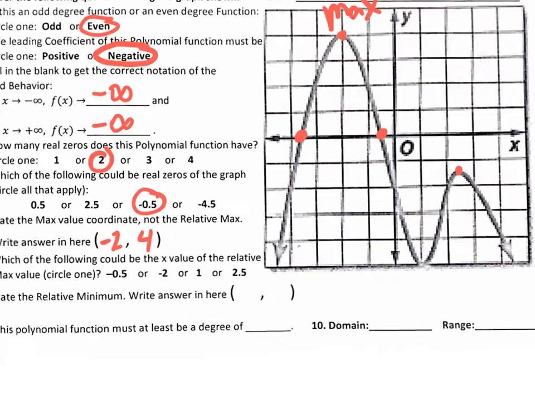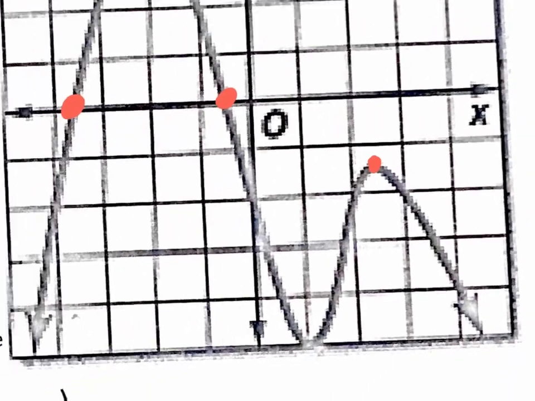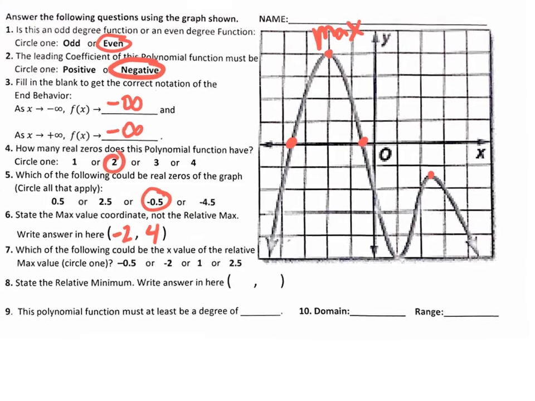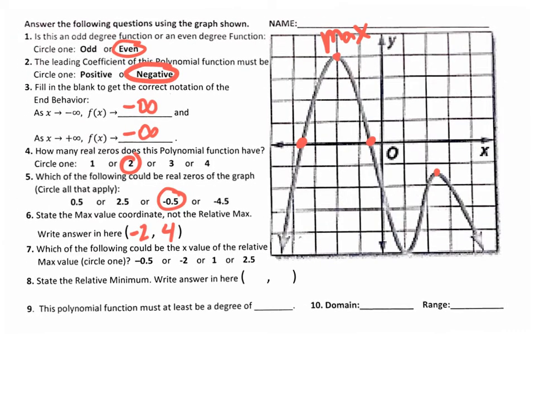So if I just look at this little piece of it, yeah, that looks like a parabola. That's the max value, but that's only the max value of that little piece. So that's your relative. That's what we call the relative max. So maybe on your paper, you should jot down those notes: max, and then right here, relative max. And notice that right here they ask you this question: which of the following could be the x value of the relative max value? Circle one. Not the actual coordinate, but just the x value of the coordinate. So what would the x value be right here? 2.5. Perfect.